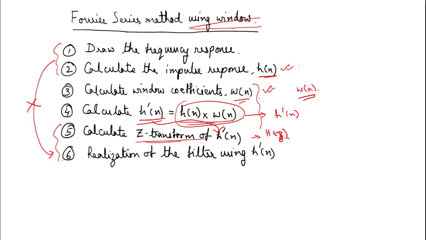So first, draw the frequency response. From there you apply the formula we have discussed and calculate the impulse response, and then depending upon the filter characteristics we have to calculate the window coefficients. Then in the next step we calculate h dash n, which is nothing but the multiplication of hn and wn, and then we use that h dash n to calculate the transfer function of the system, and then we will go for the realization. Till now we have not gone into the realization part, which we will be discussing a bit later.